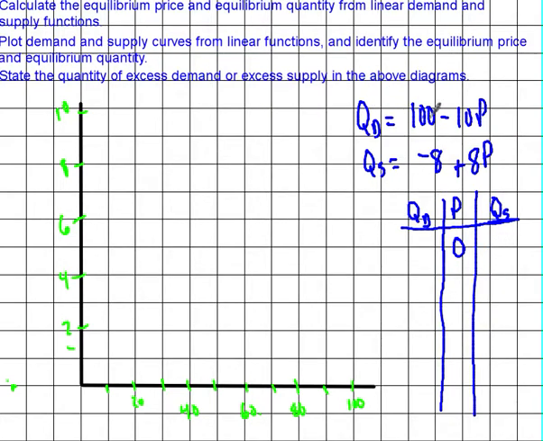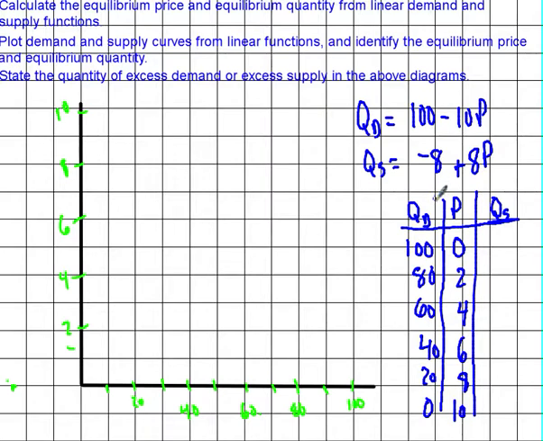And so at a quantity demanded, when the price is 0, that's 100 minus 10 times 0. So the quantity demanded is 100. At $2, it'd be 100 minus 10 times 2, which is 20. So 100 minus 20 would be 80. At a price of $4, it'd be 100 minus 10 times 4, which is 40. So 100 minus 40 is 60. And we'll do 6, 8, and 10. So it would be 40, 20, and then 0.